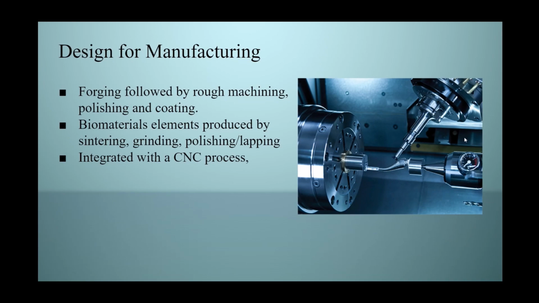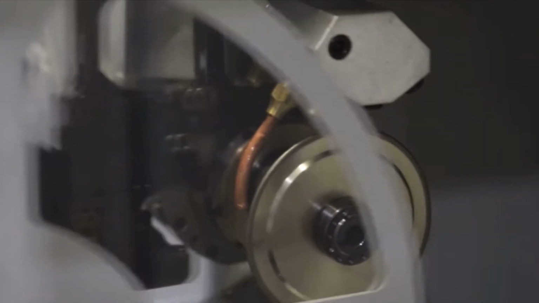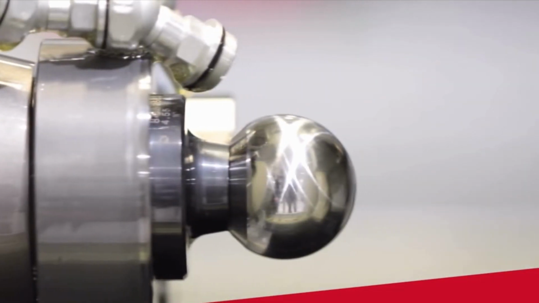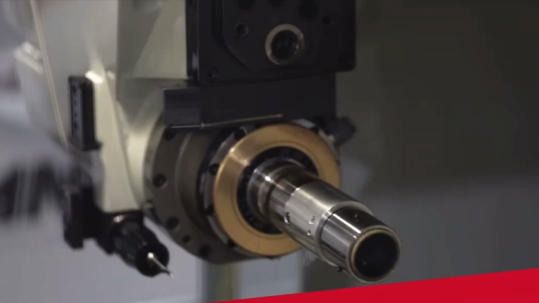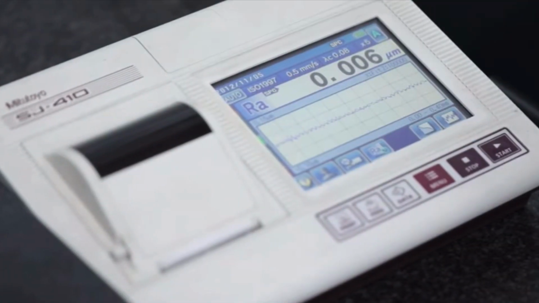Next is design for manufacturing. The femoral head and acetabular cup are usually shaped by forging or investment casting, followed by rough machining, polishing, and coating. Ceramic biomaterial elements, such as alumina and zirconia femoral bowls, are normally produced by sintering, followed by grinding and polishing and lapping. The polishing and lapping should be integrated with a CNC process of which the control relies, to a great extent, on a uniform material removal over the whole area to polish. This video demonstrates the CNC process.